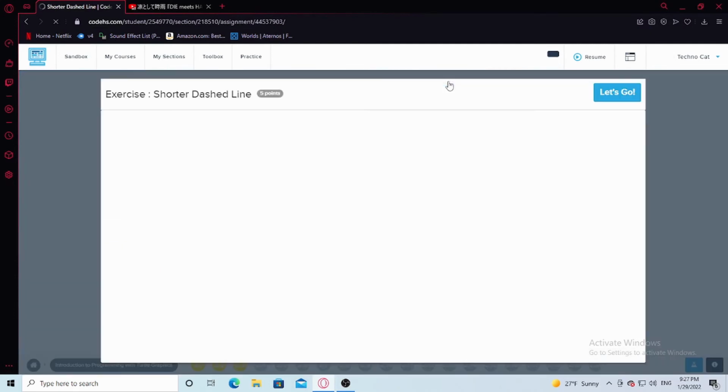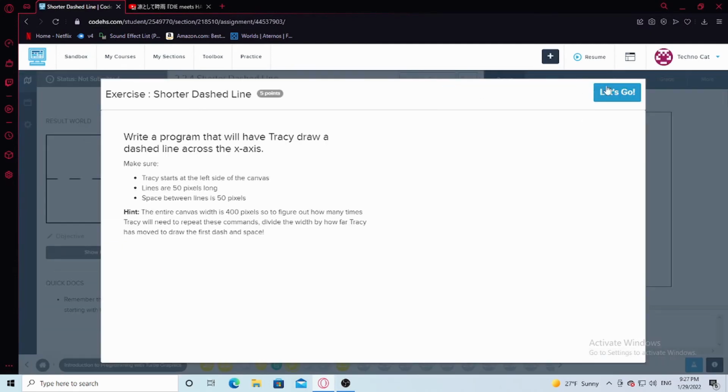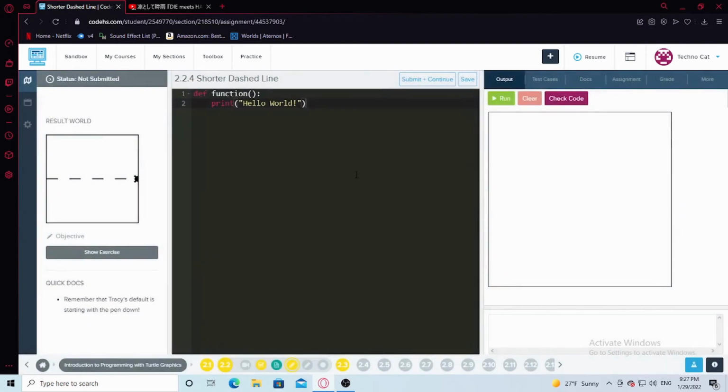Now, we're going to move on to the next part of this. And this is the shorter dashed line. So, Tracy's going to write... oh, yeah, I might have been doodling around here, but that's irrelevant. We're going to make another dotted line. Okay? Just a simple dotted line.